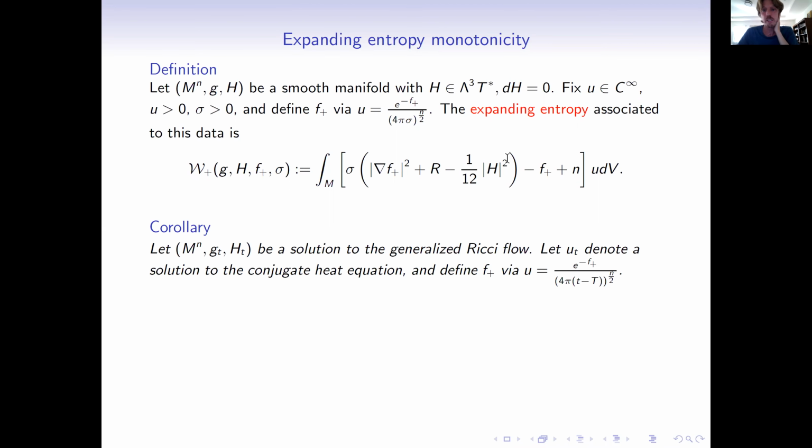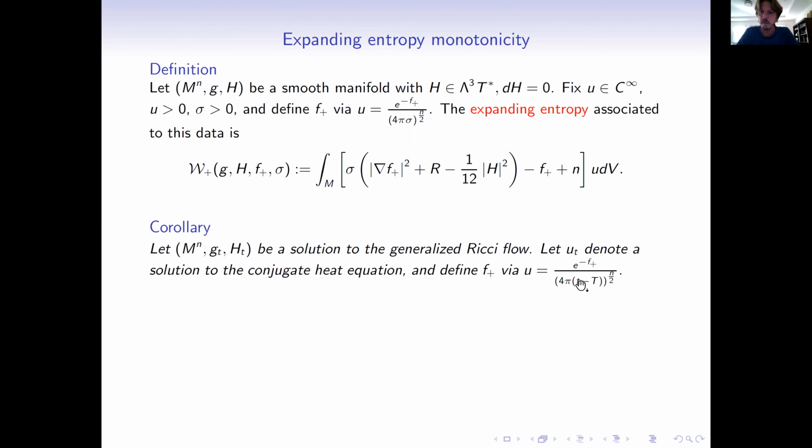So if we have a solution to generalized Ricci flow, and then again, this U at time t will be a solution to the conjugate heat equation. And then I define F at time t as follows. So I fix this parameter sigma to be little t minus some initial time. Here, actually, capital T is more like the initial time. You could take this capital T to be 0 if you want to. It's just some initial time. And then little t is bigger than capital T here.